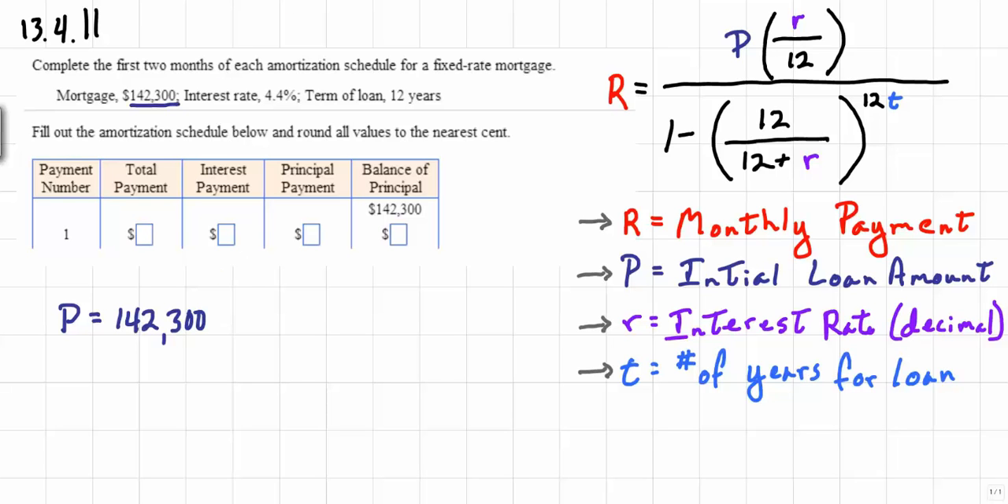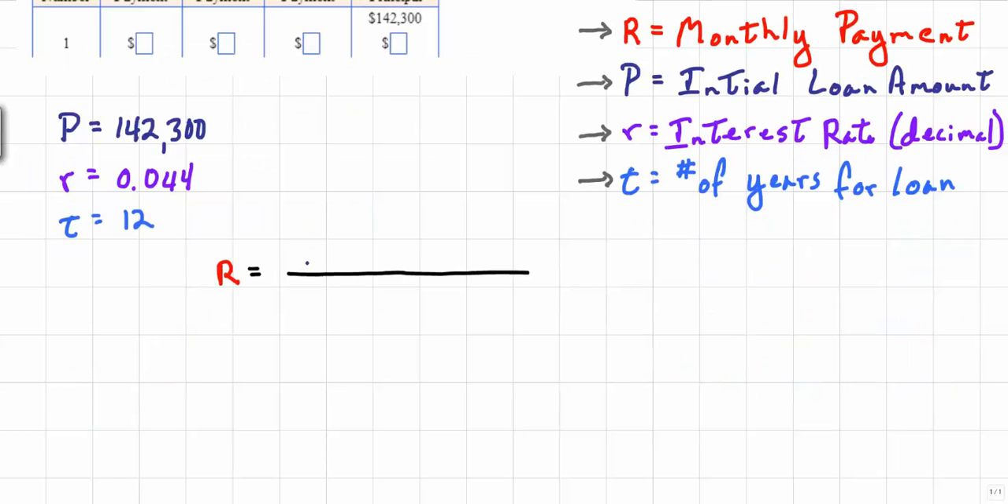The interest rate is 4.4%, but that means that we're going to write it as a decimal, 0.044. And then we have the time, which is the term of the loan, which is 12 years, so t is equal to 12. And then we will go ahead and put that into the formula, and that's what we're going to put into the calculator. Okay, so we're going to go ahead and put everything into the formula. And I'm going to be using a lot of extra parentheses here to make sure that everything gets put into the calculator in the proper order.